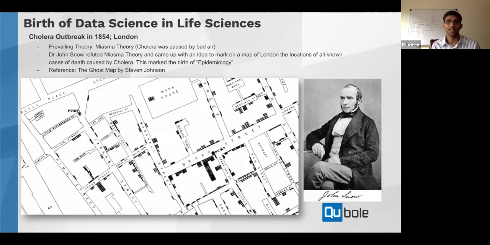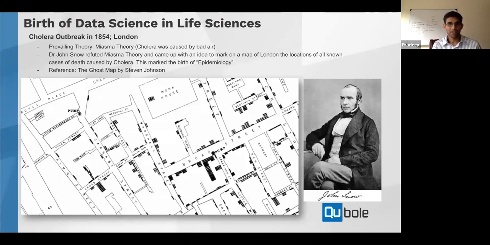If you see the map, each mark on the map is a case of death caused by cholera. He took these observations back to his drawing board, and he made a bold conclusion that cholera was not really spreading due to bad air, it was really spreading due to water.